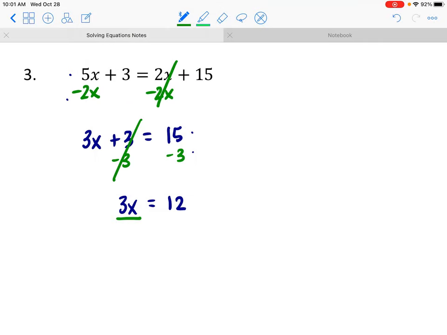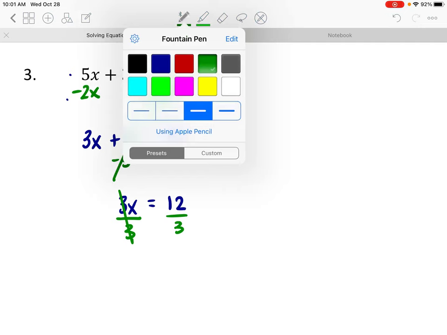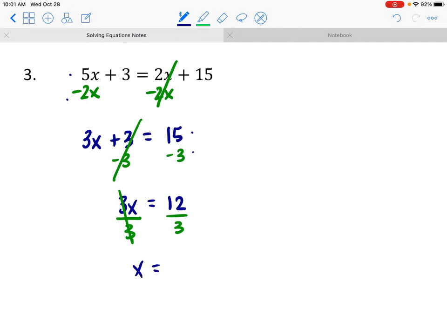To get rid of times 3, I divide both sides by 3. So 3 divided by 3 is going to leave me with 1 in front of my x, equal to 12 divided by 3 on the other side, which is 4. So 4 is my solution.